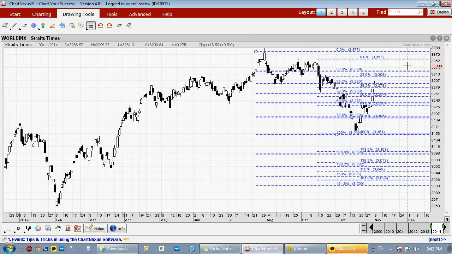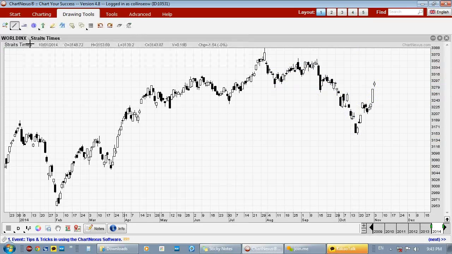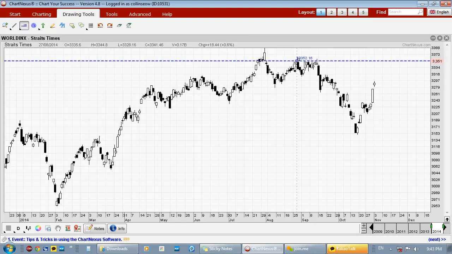Maybe we will try the high again, which is at here, 3350. This is the first test. And after that we will see.